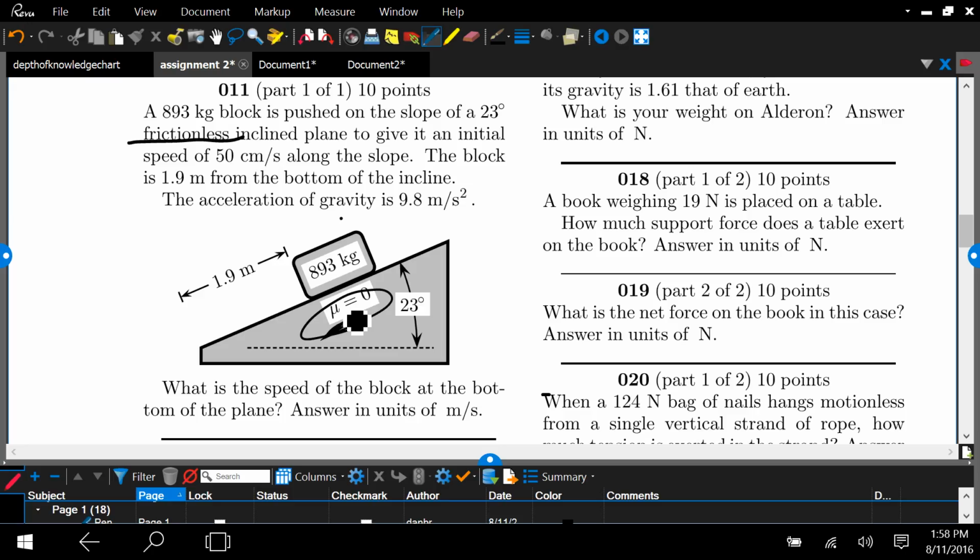There's an angle of 23 degrees in this problem, and it is going to slope at that angle as it slides down the hill. It has an initial speed of 50 centimeters per second. It has a distance of 1.9 meters that it's going to travel down the hill right here. And we're also given some information about its acceleration. What they're going to ask for is the speed at the bottom.